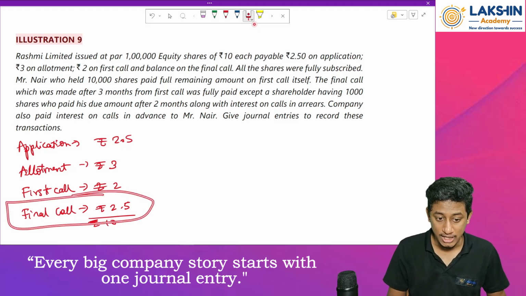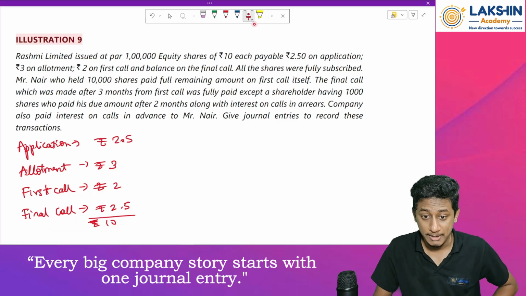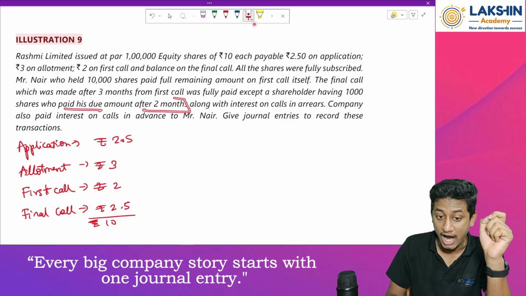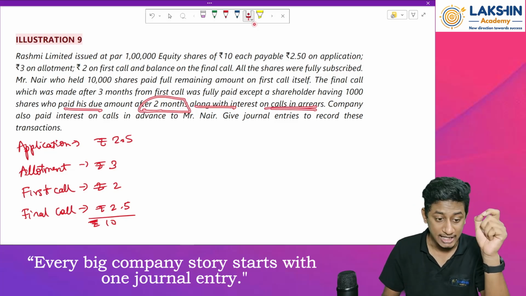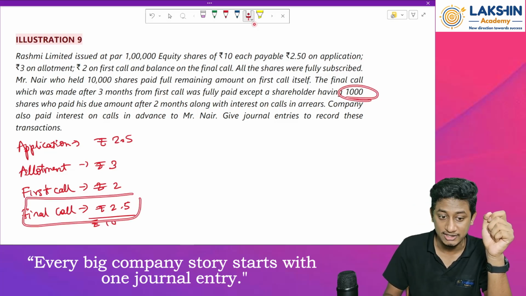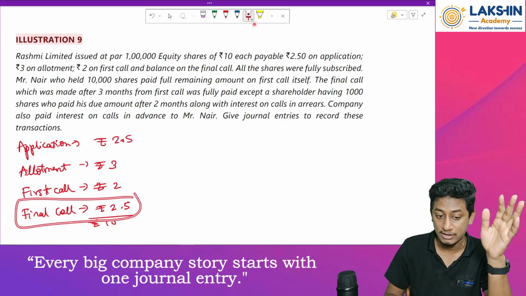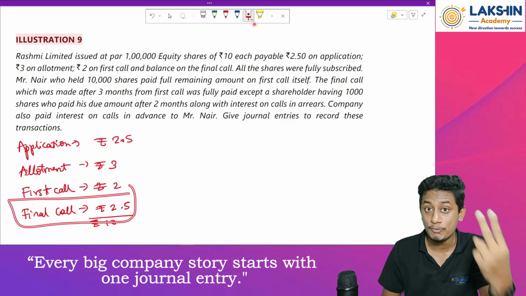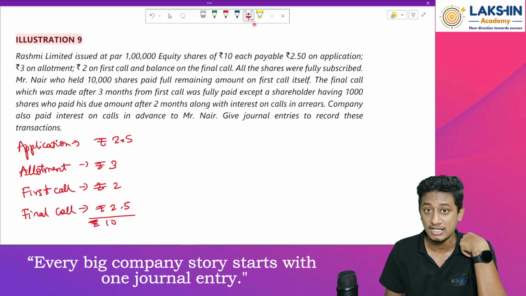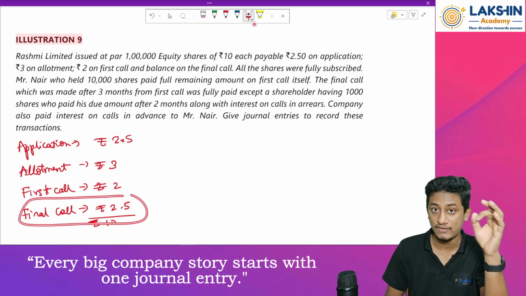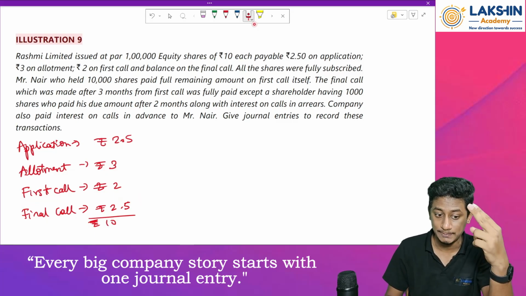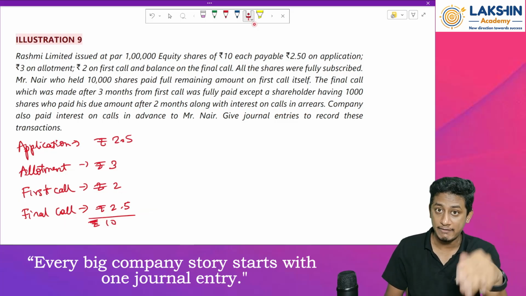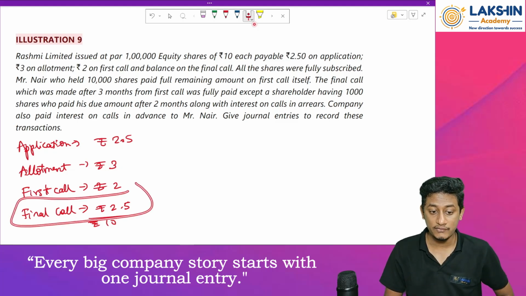Okay. Now, for the final call, everybody has paid me the money. But what has happened? Except a shareholder having 1,000 shares, who has paid his due after 2 months along with interest on calls in arrears. That means a person who had 1,000 shares has not paid me the final call, but he paid after 2 months. So on calls in arrears I have to charge him interest at the rate of 10% for 2 months. So I will pass the entry after 2 months on the final call for 1,000 shares.